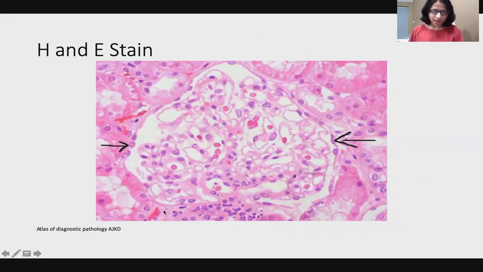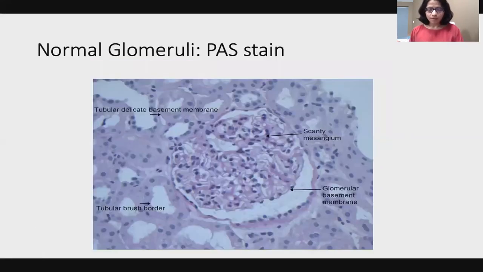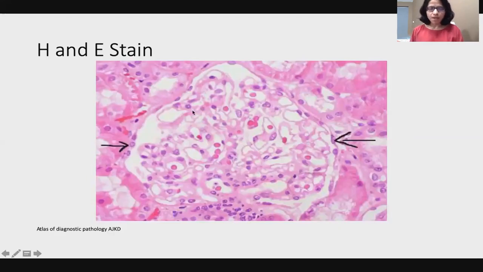Then outside that, you have the Bowman's capsule with the parietal epithelial cells lining it. That's usually a single layer and not more than that. The mesangium is quite delicate and very inconspicuous, and where seen, there are not more than 3 cells together.